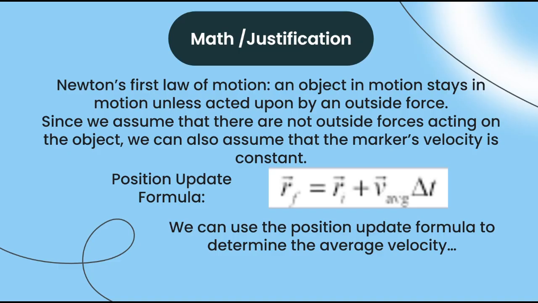Some math or justification: Newton's first law of motion is that an object in motion stays in motion unless acted upon by an outside force. Since we assume that there are no outside forces acting on the object, we can also assume that the marker's velocity is constant. Therefore, we can use the position update formula because F net is constant, at 0, and we can use the equation r_f equals r_i plus the average velocity times delta t to determine the position. We can use the position update formula to determine the average velocity by reverse engineering this.